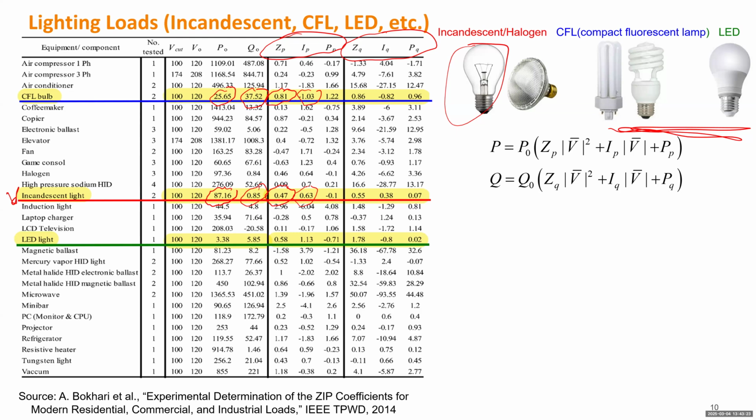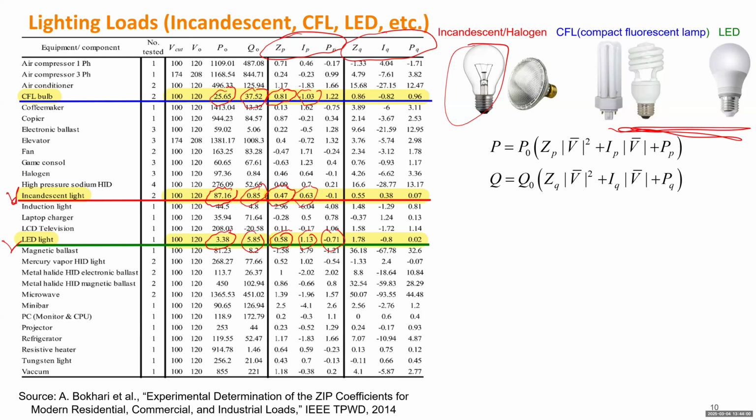Okay, and then we move to LED. For LED, you see the power factor is also very different. So you have a bigger Q value than P value, and for the constant impedance, you have 0.58. Constant current is 1, and constant power becomes negative 0.7.